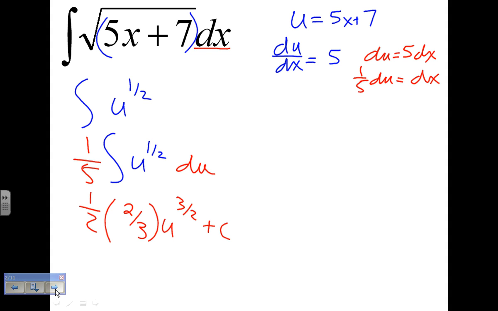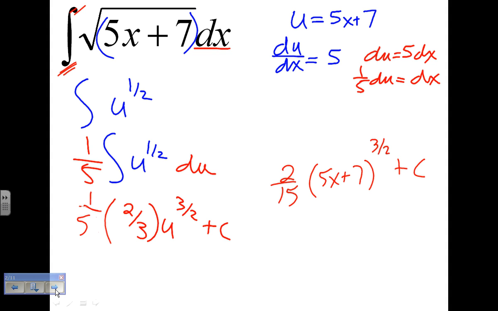One thing you have to understand about this textbook, about your work, about everything else: if it's an indefinite integral, which this is, if it starts in x's, your answer has to have x's in it. You have to put your 5x plus 7 back in. Oh, 1/5, sorry. Should be 1/5. So your final answer, since this is an indefinite integral, that means no numbers. I have to put my answer back in terms of x's. 2/15 times 5x plus 7 to the 3/2 plus c.